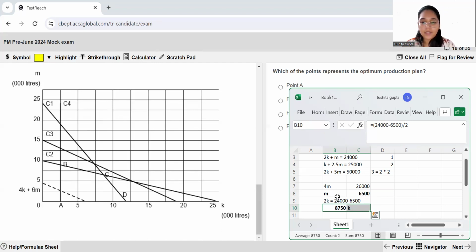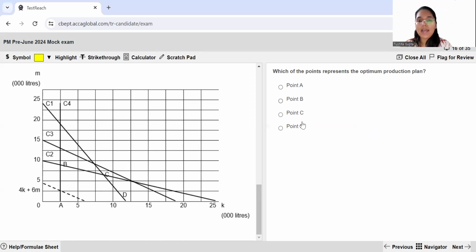Let's plot for M also. K also. K is 8,750. So K is here. It is slightly less than 10, but it's more than 7.5. So it has to lie somewhere in this quadrant. So this is how you arrive at point C as your optimum production plan.